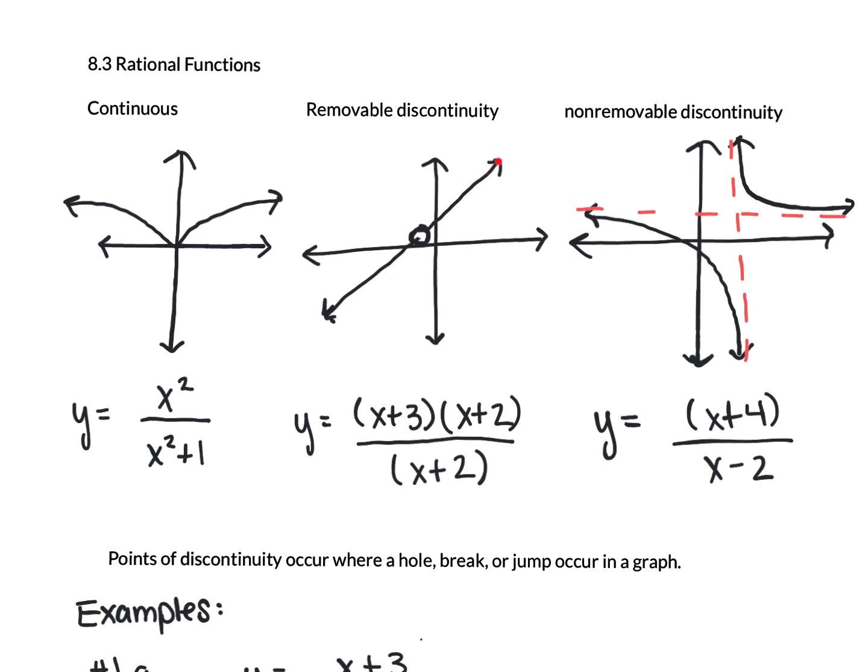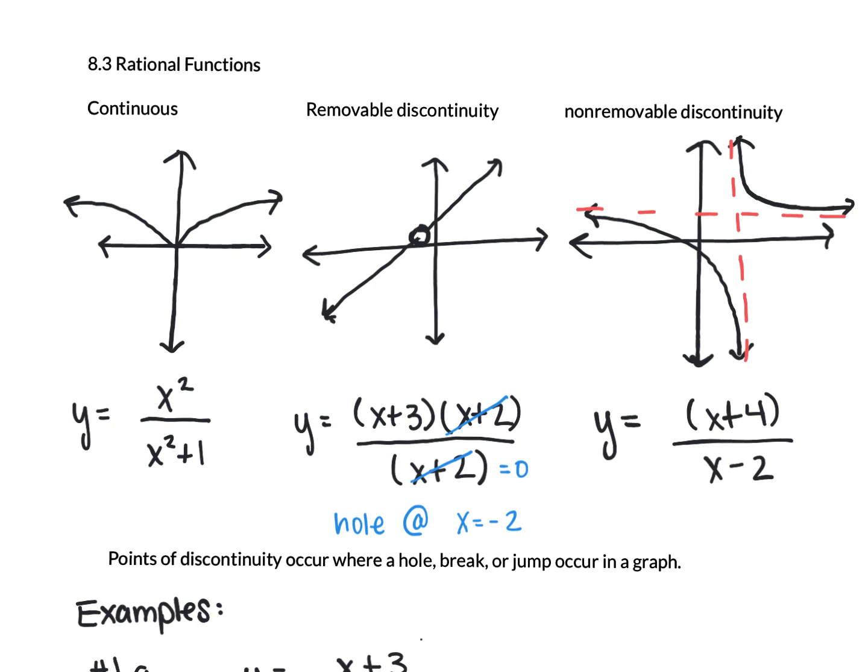You'll see we have a linear function, but there is a hole in the graph. And the way we get this is we have y equals (x plus 3)(x plus 2) over x plus 2. When these two pieces cancel, that is what creates our hole at x equals negative 2. So we basically set this denominator that cancels equal to 0, and then we would get negative 2.